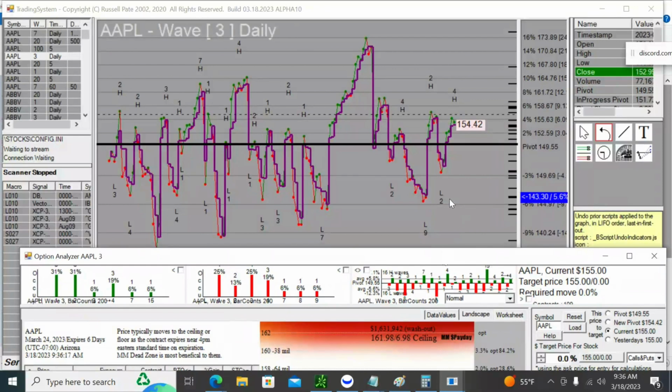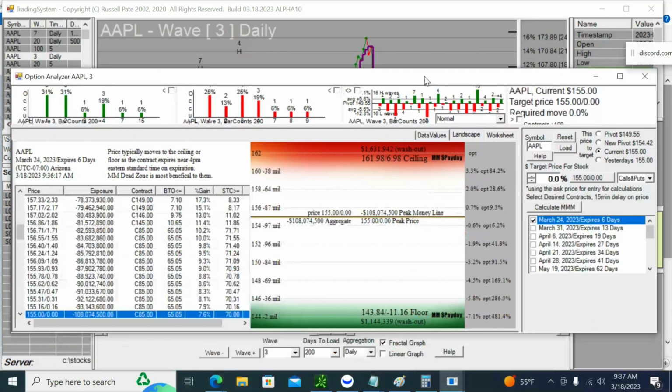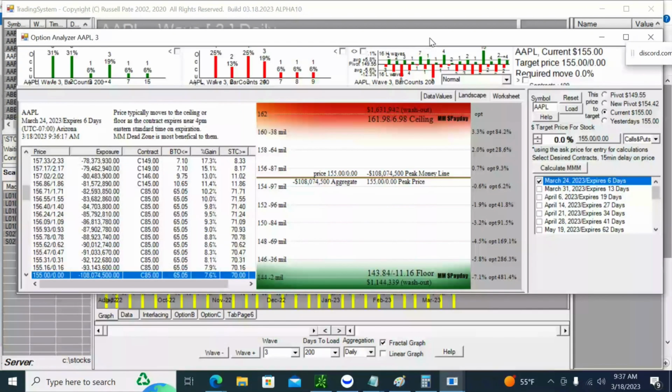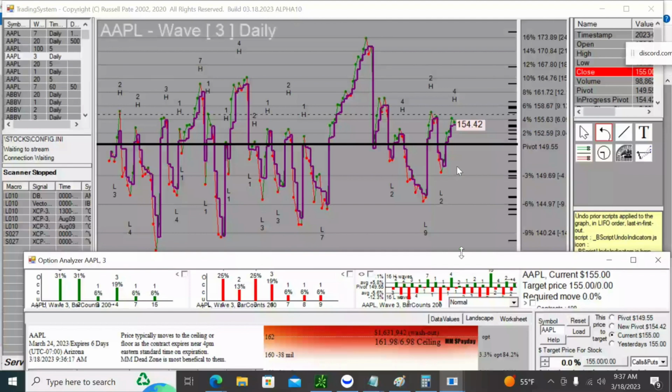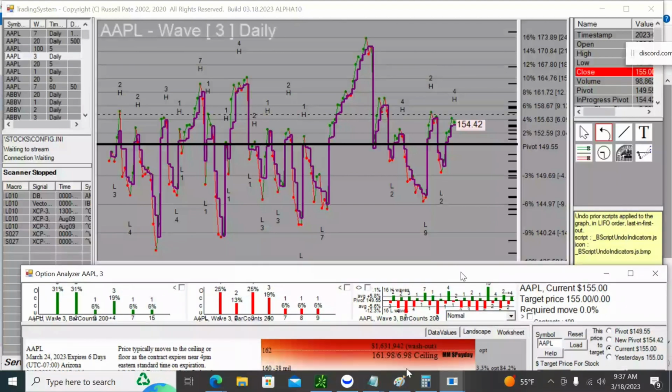So right now it's saying Apple might try to retrace down to that. Once again, this is options in the works. So as more come in on the put or on the call side, it changes these numbers. But right now, yeah, it's jiving with the fractal graph of a potential M. And let me draw this just to make sure that I look at them.